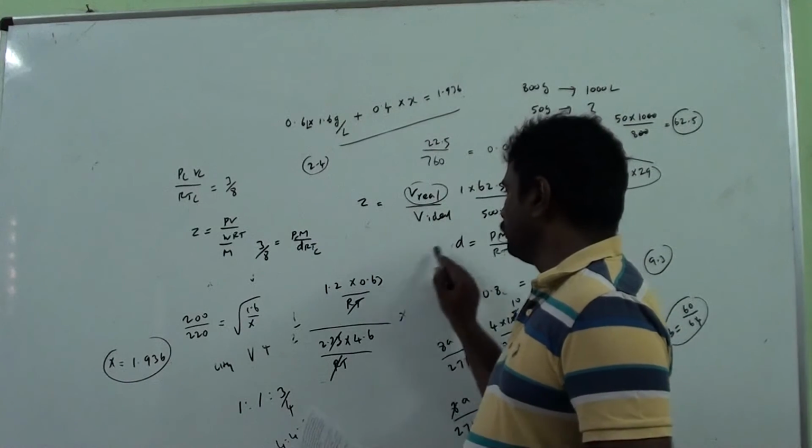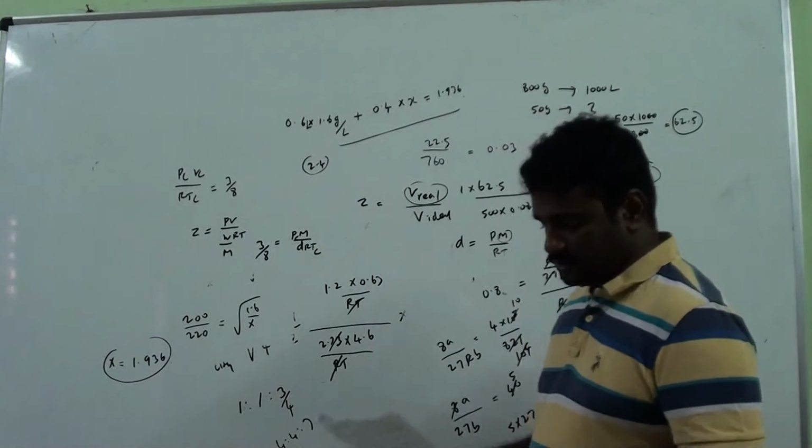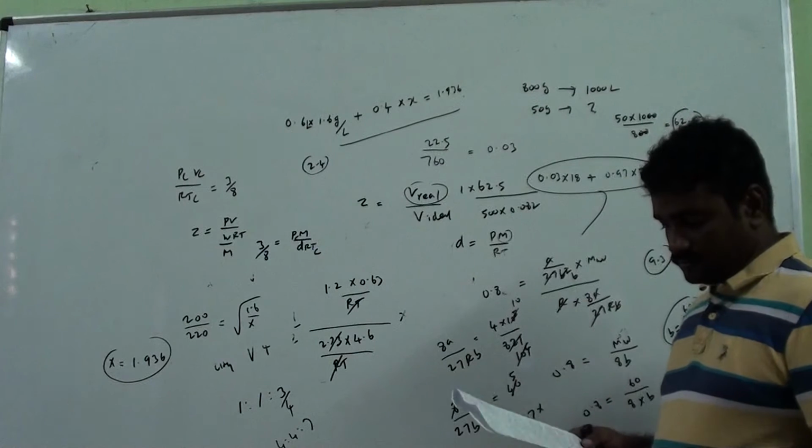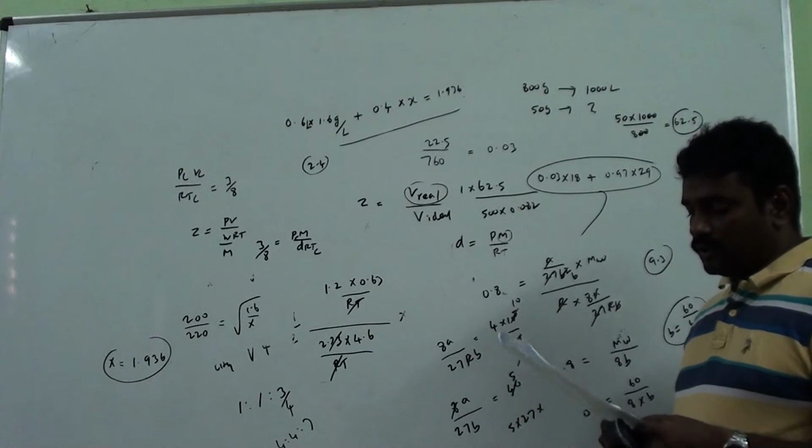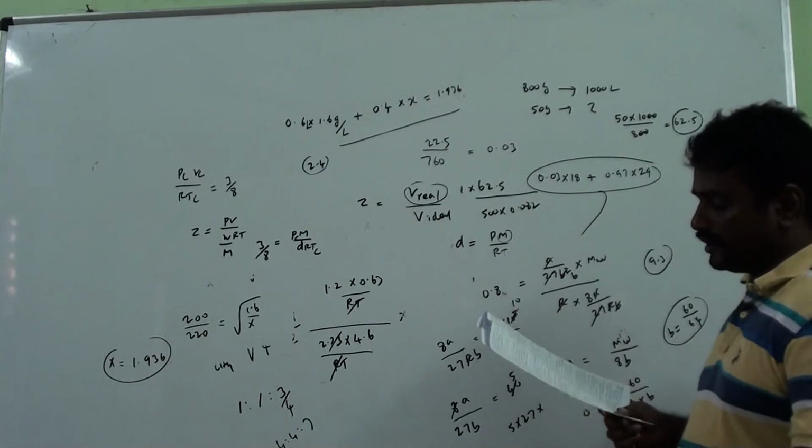That is density into 3/8. Okay. So the answer is 3.19. Select the incorrect statement.